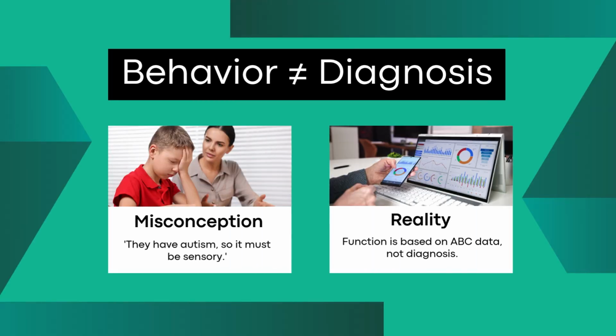And here we have an important distinction. Behavior does not equal diagnosis. So just because an individual has a diagnosis like autism, it does not automatically mean that a behavior is sensory in nature. That assumption can lead to incorrect intervention strategies. Instead, we must understand that behavior is to be analyzed objectively through ABC data, which is what happens before and after the behavior. You're going to hear this throughout the whole course. Remember that it is the data that tells us the function of the behavior and not the diagnosis.